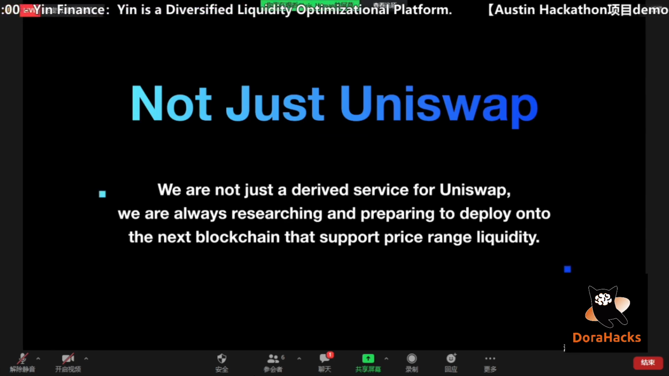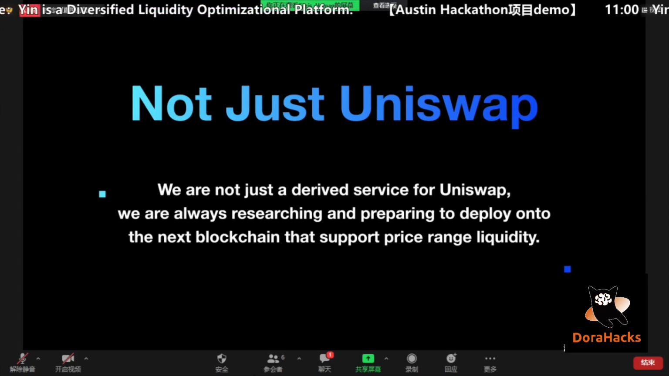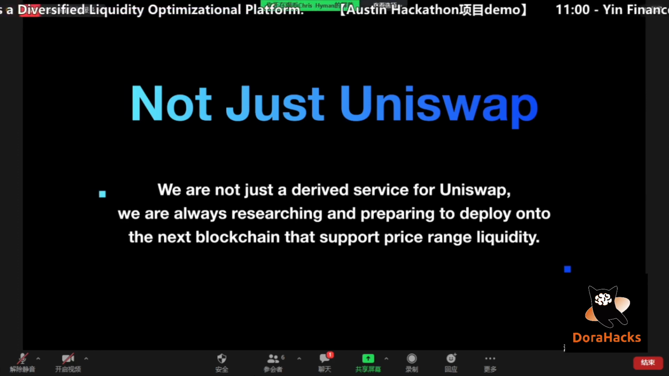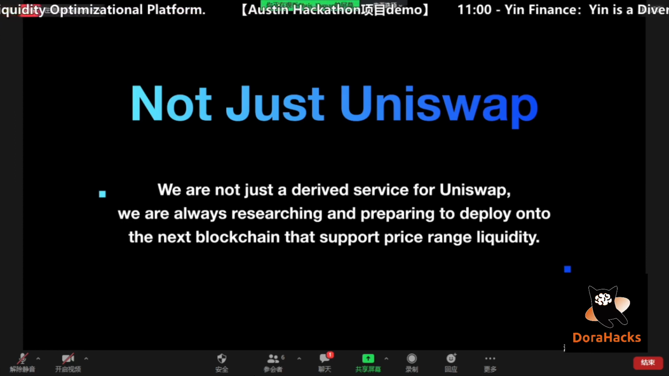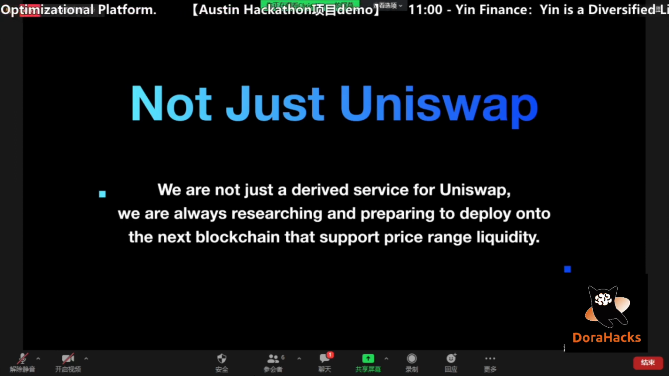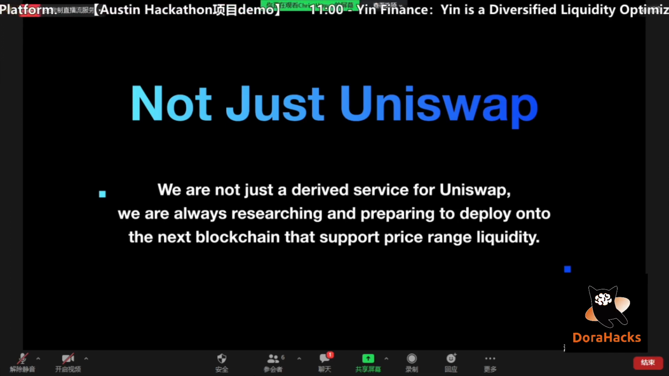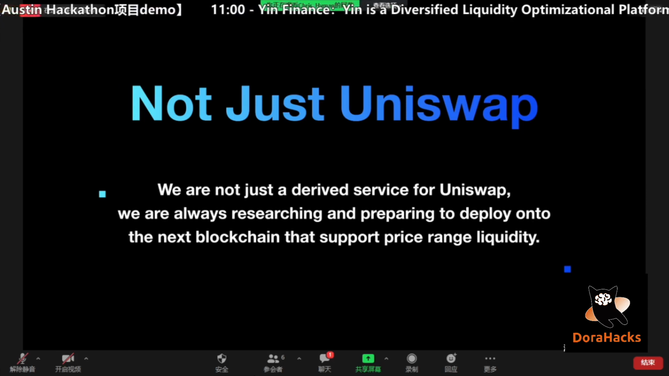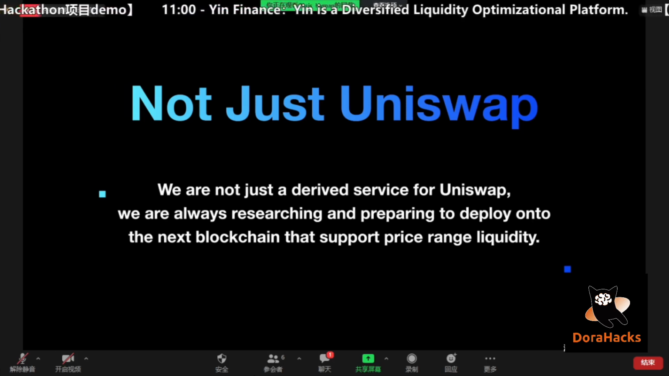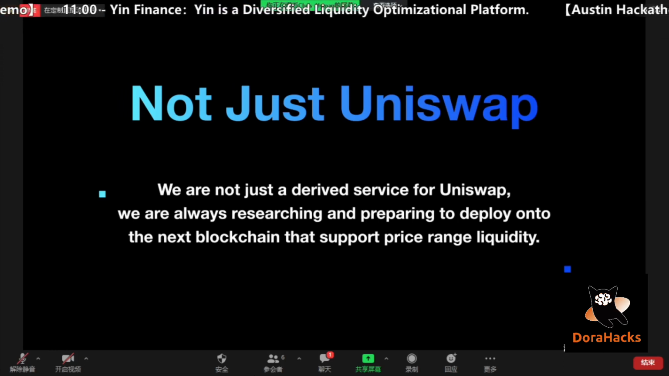But there is an important thing you should notice. We're not just a service for Uniswap. We are always researching and preparing to deploy onto the next blockchain that supports price range liquidity. So for example, Solana or Polygon, once they support price range liquidity, we will deploy on it as soon as possible.